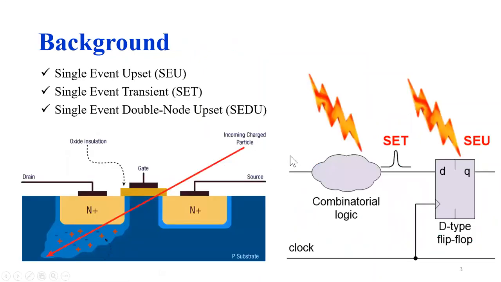Energetic particles hitting the drain of an off-state transistor can generate a voltage pulse on the drain. In sequential logic, this may result in data corruption, the so-called single event offset or SEU. In combinational logic, this pulse can be propagated through the logic in several paths and then can be latched as an erroneous data in sequential logic. This phenomenon is called single event transient or SET.